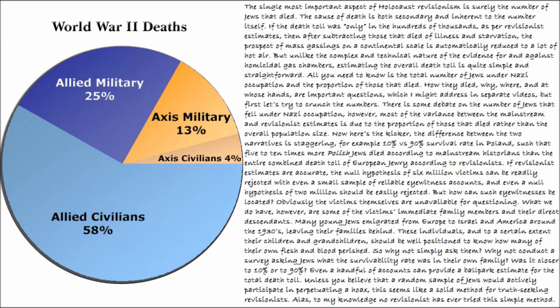Why not conduct a survey asking Jews what the survivability rate was in their own family? Was it closer to 10% or 90%? Even a handful of accounts can provide a ballpark estimate for the total death toll. Unless you believe that a random sample of Jews would actively participate in perpetuating a hoax, this seems like a solid method for truth-seeking revisionists. Alas, to my knowledge, no revisionist has ever tried this simple method.